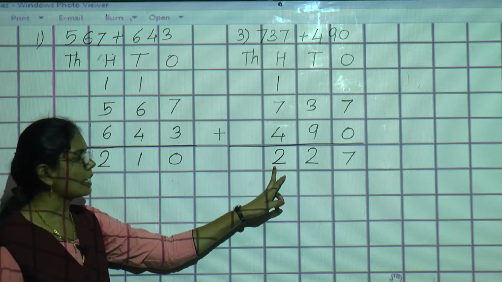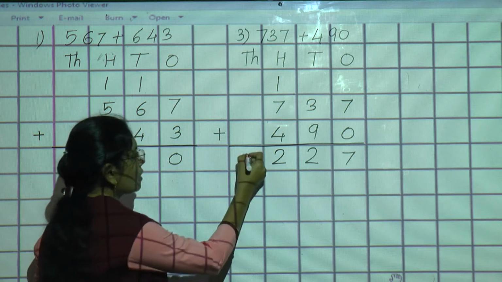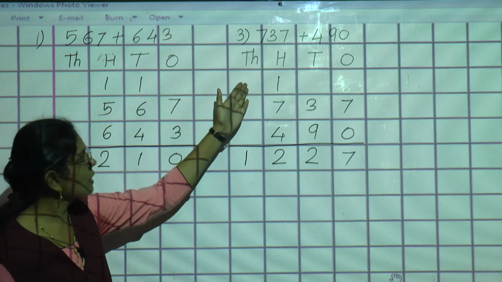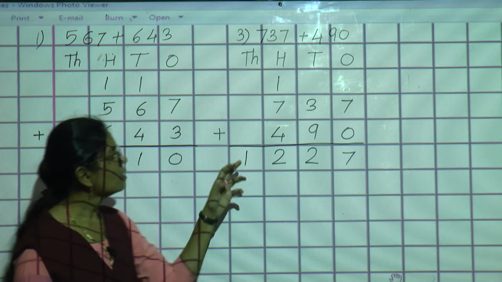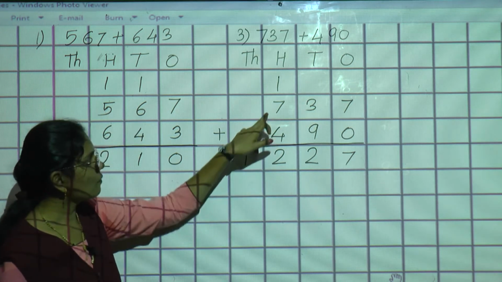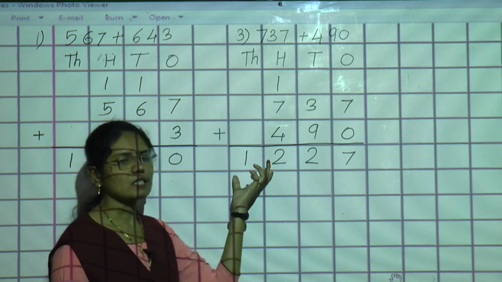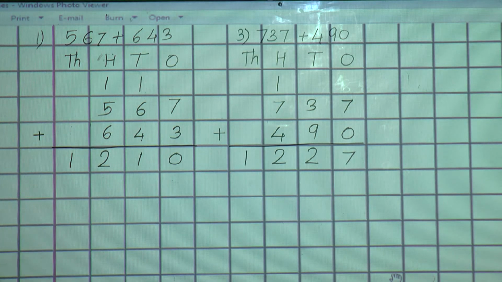Now see here, we will write 2 at hundreds place and 1 here we will write at thousands place because here no numbers are there, so no need to give the carry. Directly we can write 1 at thousands place. So when we add two 3-digit numbers, sometimes we get the answer in 4 digits. Okay, now we'll take another example.